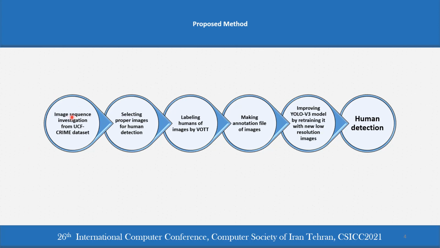Okay, to make improved YOLO version 3 for human detection in low-resolution images, we prepared a dataset from real-world image sequences obtained by surveillance cameras mounted in areas or buildings. These image sequences were gathered from the UCF crime dataset and then annotated manually to use them for YOLO version 3 retraining.